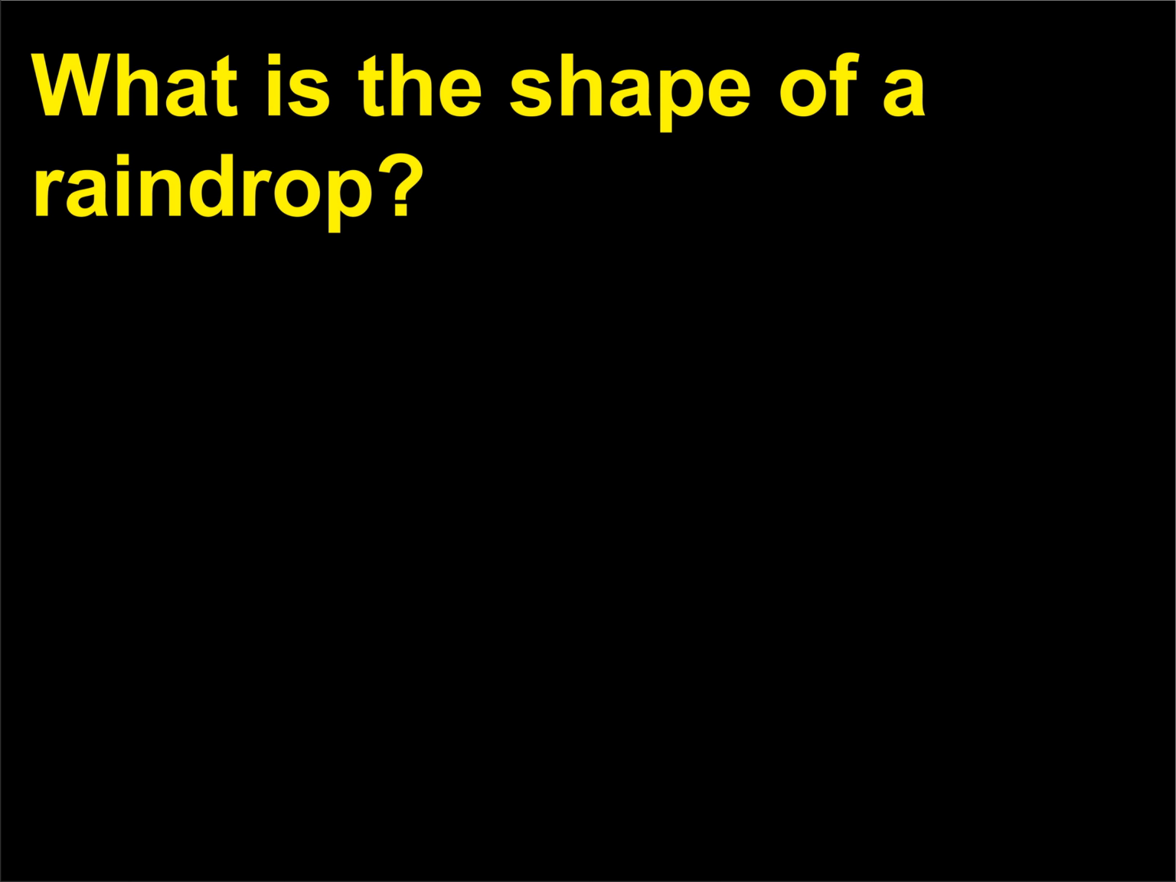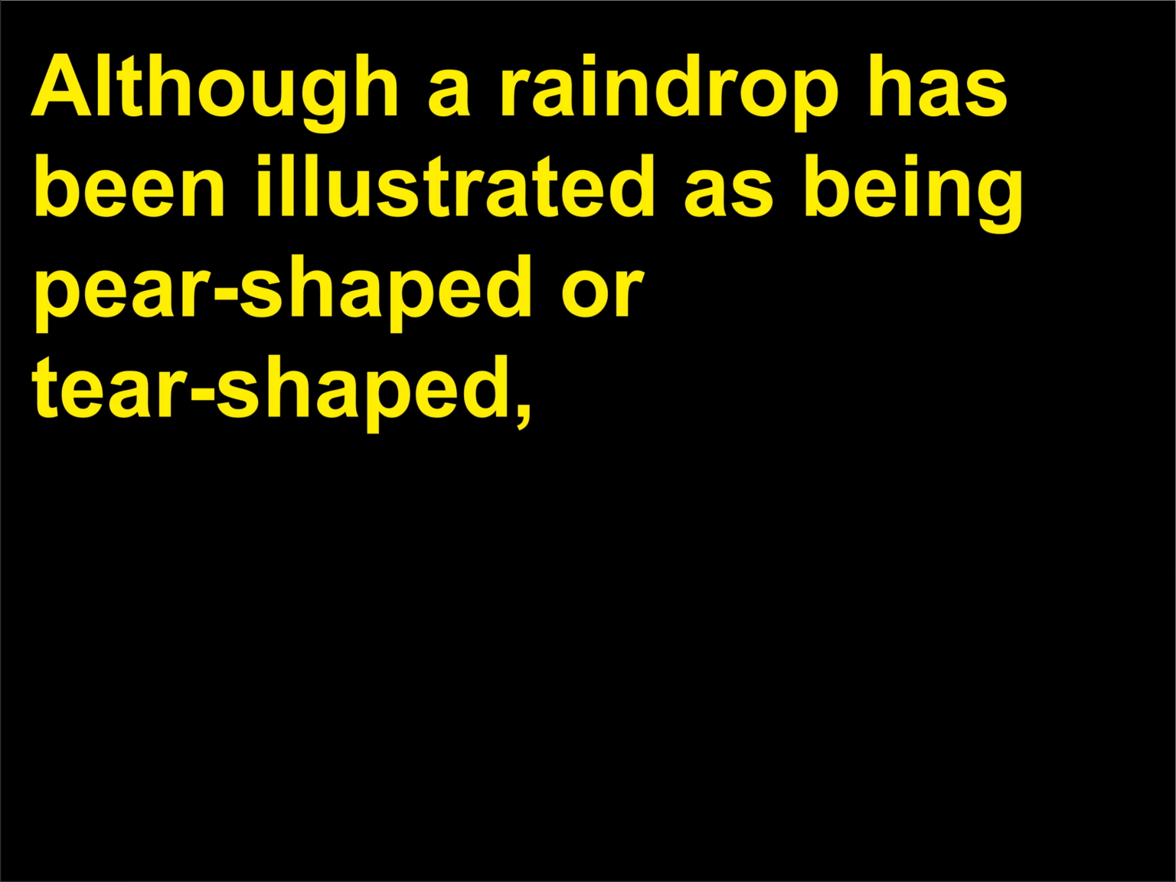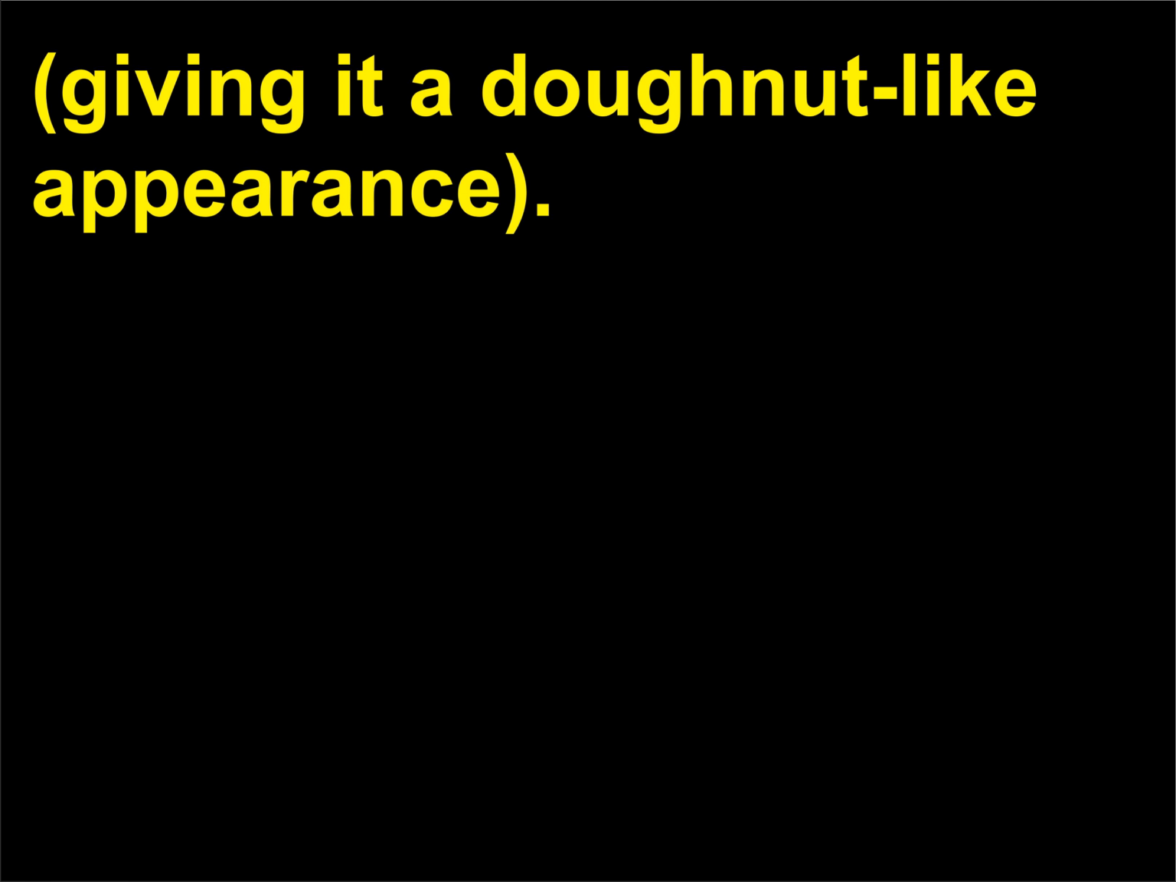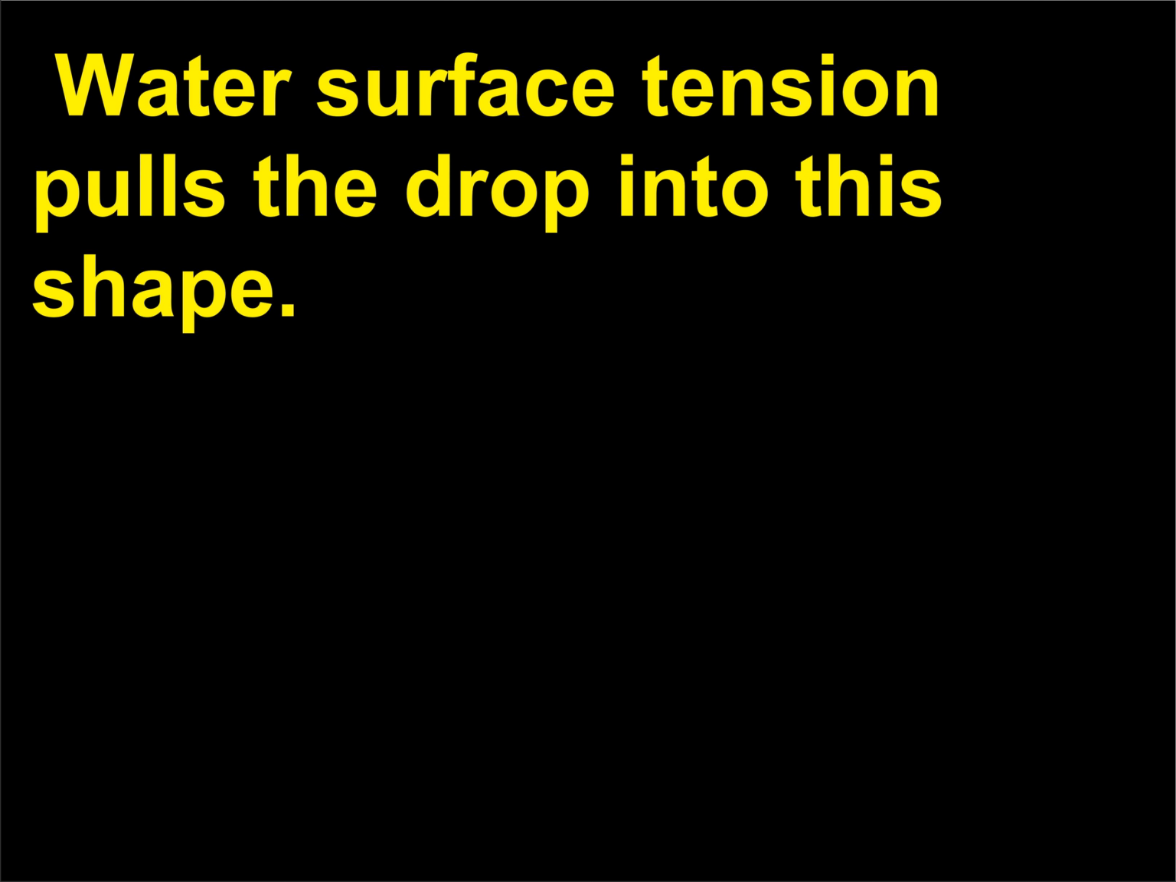What is the shape of a raindrop? Although a raindrop has been illustrated as being pear-shaped or tear-shaped, high-speed photographs reveal that a large raindrop has a spherical shape with a hole not quite through it, giving it a donut-like appearance. Water surface tension pulls the drop into this shape.